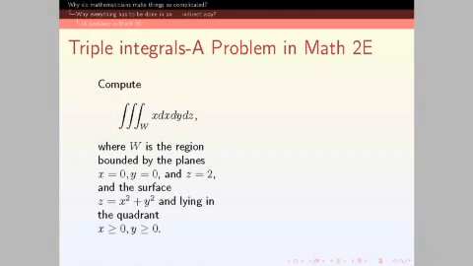So we teach Math 2E to freshmen and sophomores, and the students are taught to learn how to do triple integrals. So this is a typical problem I gave to students. So integration over W, where W is a three-dimensional object, which is bounded by several planes and surfaces. So one plane is x equals 0.